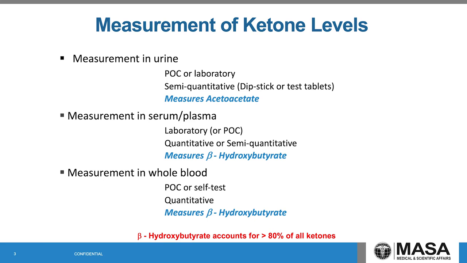If we measure ketones in serum and plasma, this can be done in the laboratory or in the point-of-care format. It can be quantitative or semi-quantitative, depending on the method we use. In serum or plasma, we are measuring beta-hydroxybutyrate. And finally, we can also measure ketones in the whole blood. This is done by point-of-care or self-test methods. This is always a quantitative method, and we always measure beta-hydroxybutyrate, which, as we remember, accounts for 80% of all ketones.